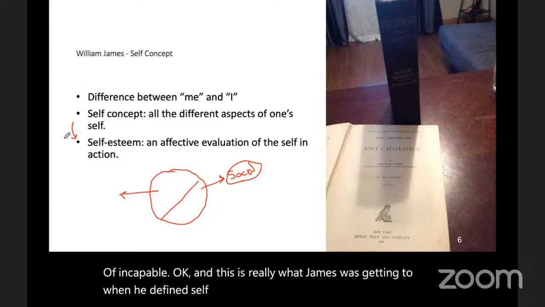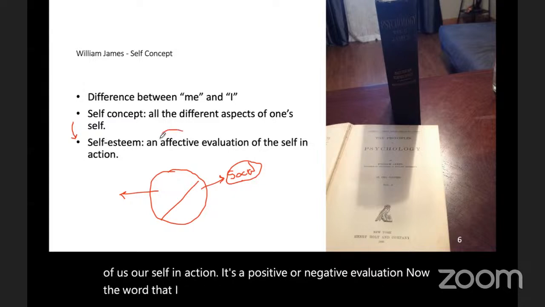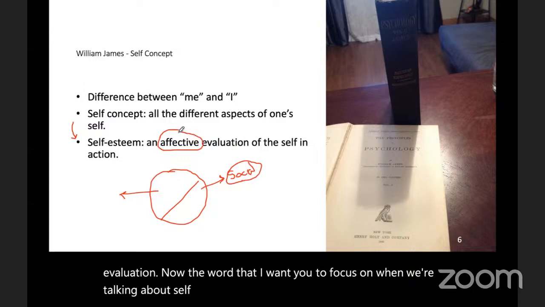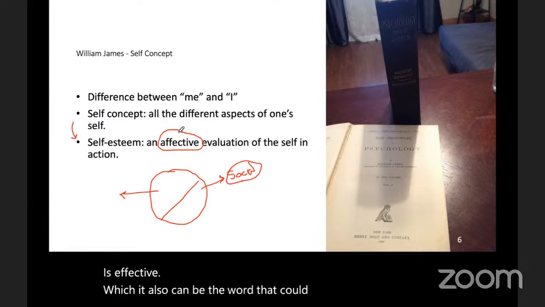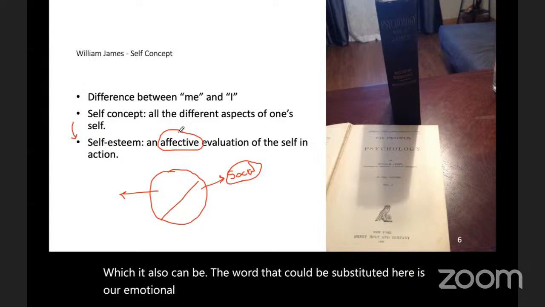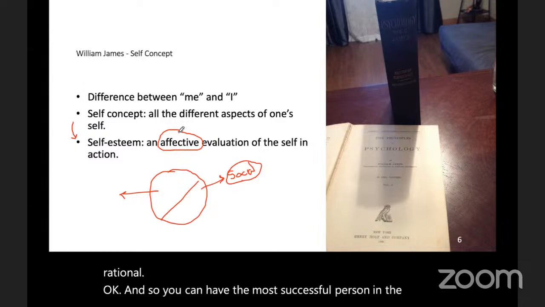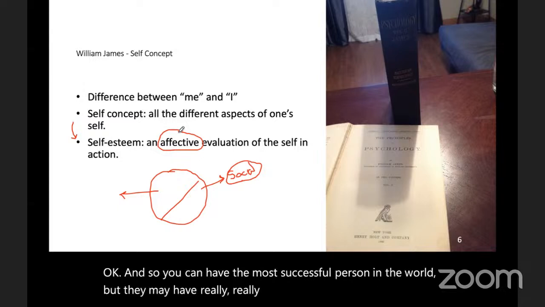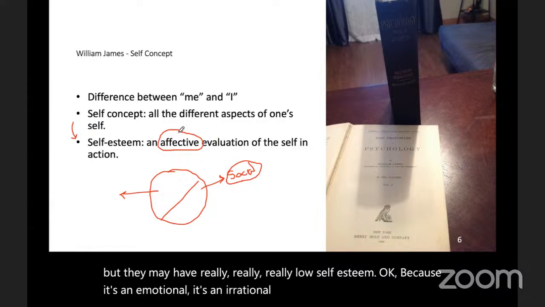It's our affective, our emotional evaluation of us, ourself in action. It's a positive or negative evaluation. Now, the word that I want you to focus on when we're talking about self-esteem is affective, which also can be substituted with the word emotional evaluation. And as you have probably learned, emotions are not always rational. Okay. And so you can have the most successful person in the world, but they may have really, really, really low self-esteem. Okay. Because it's an irrational evaluation of who we are.